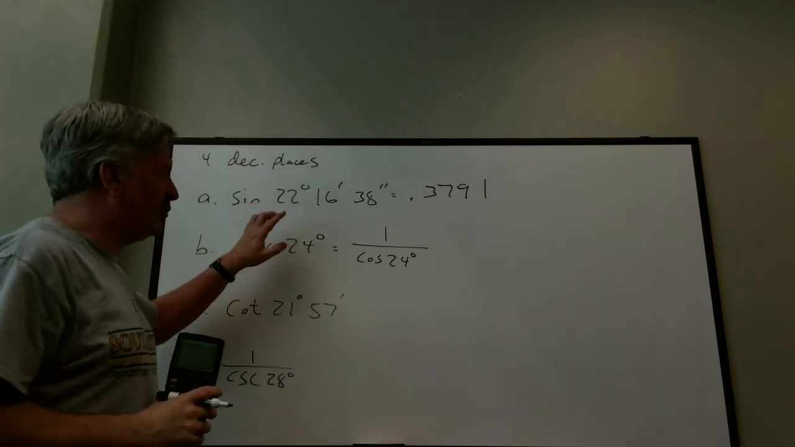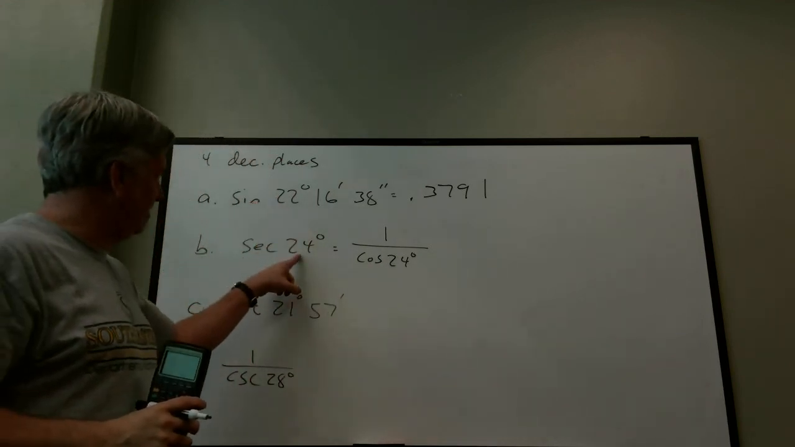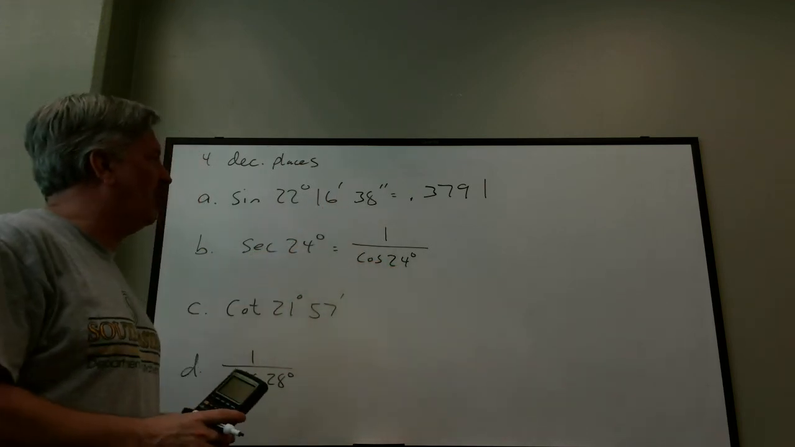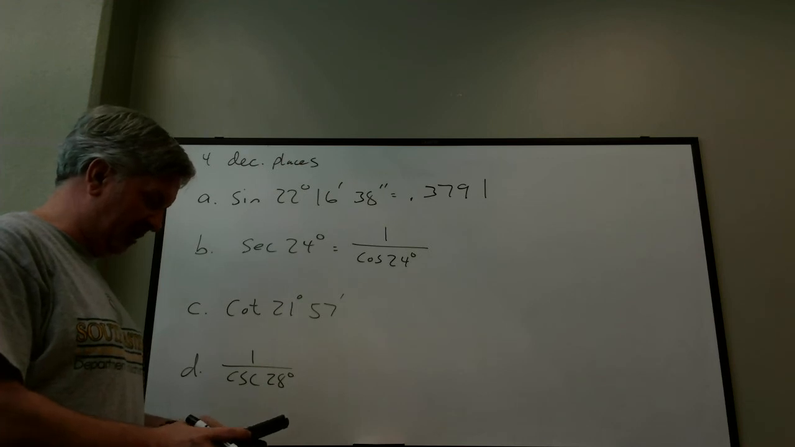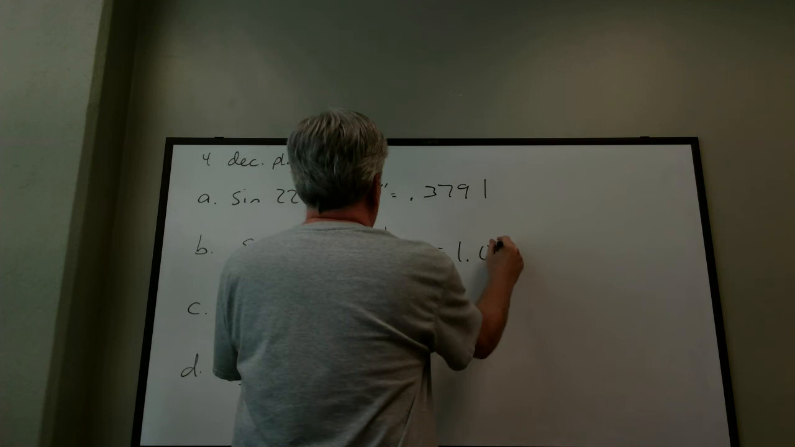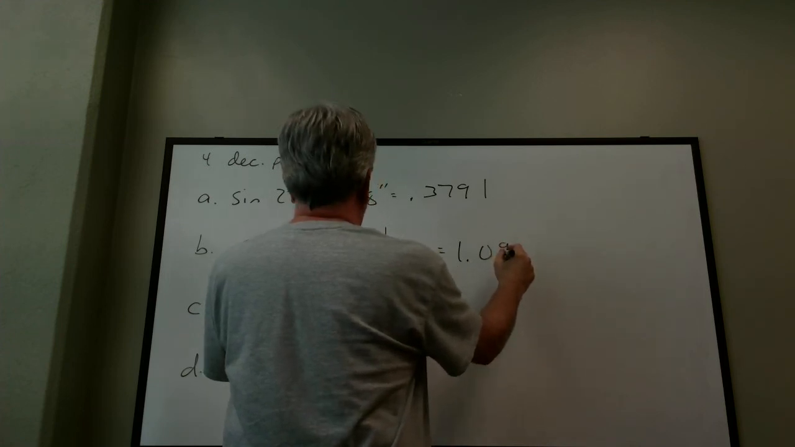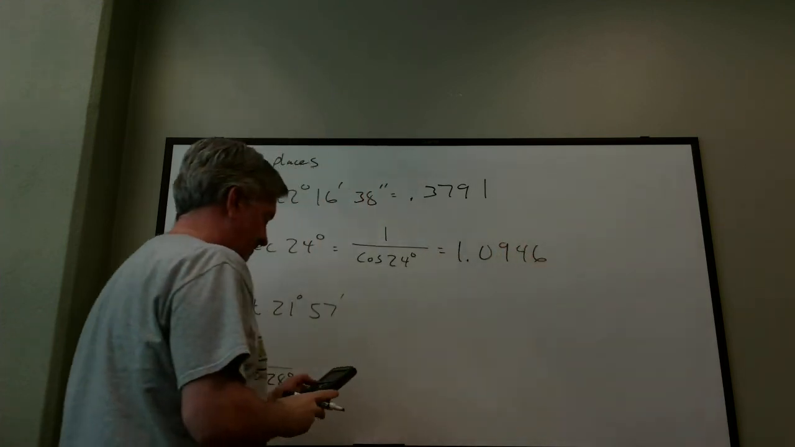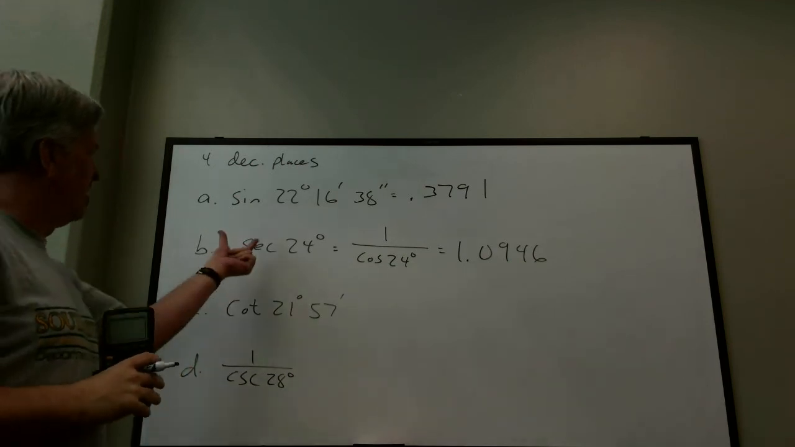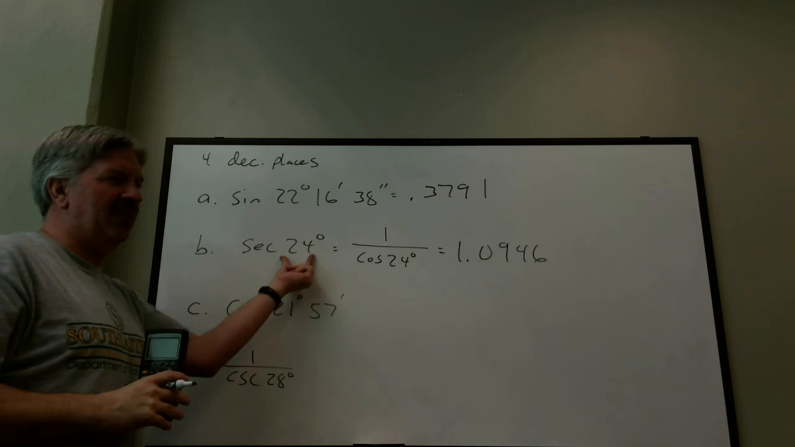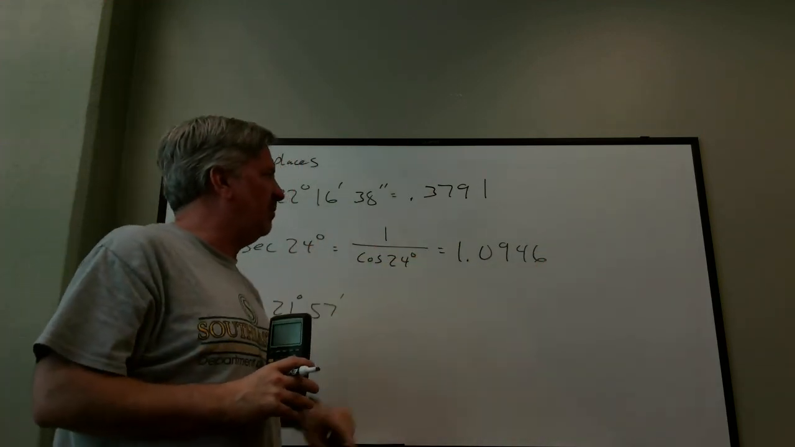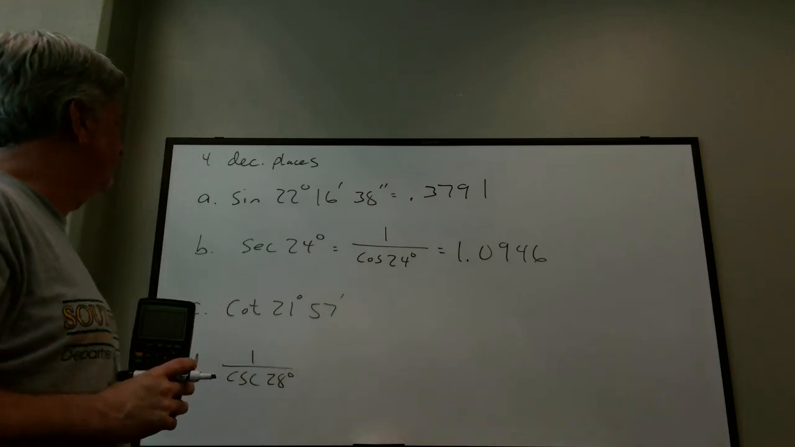Now don't take 1 over 24, right? No, the angle stays the same, 24 degrees and 24 degrees. So this is what you have to type in, 1 over cosine of 24. 1 divided by cosine of 24, and I get 1.0946 to 4 places. You round to 4 places. Now, does this answer make sense? Remember, when you take secant of an angle, the answer is 1 or bigger, minus 1 or smaller. This is bigger than 1, so the answer at least makes sense.